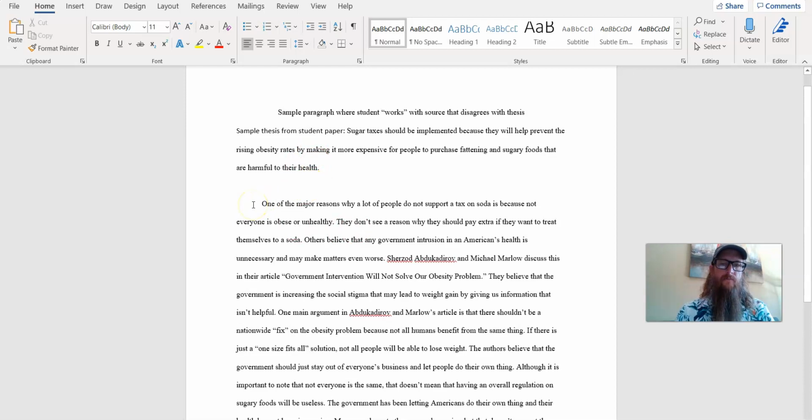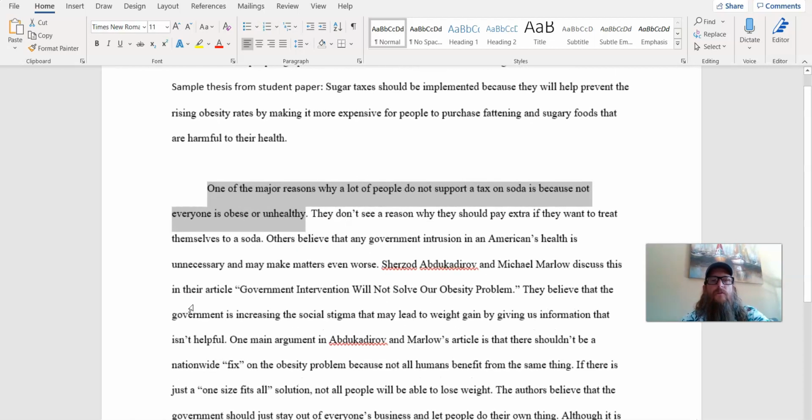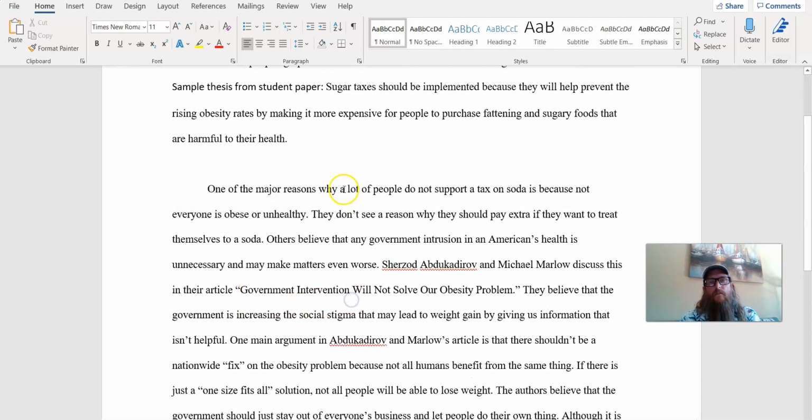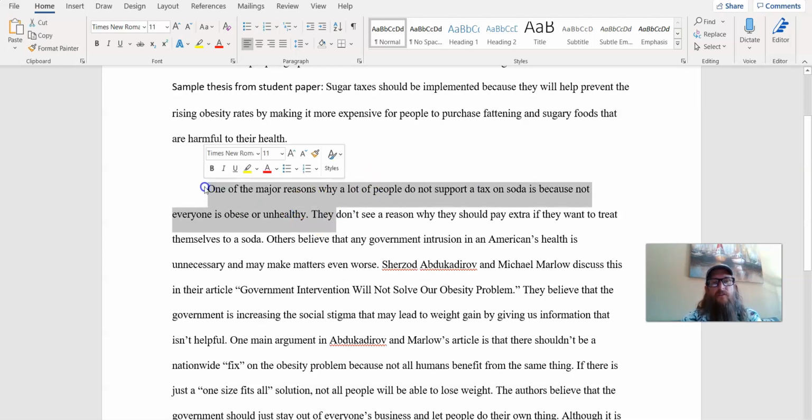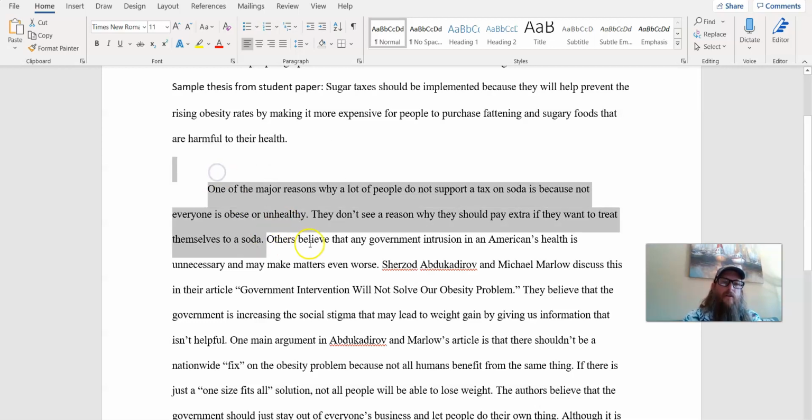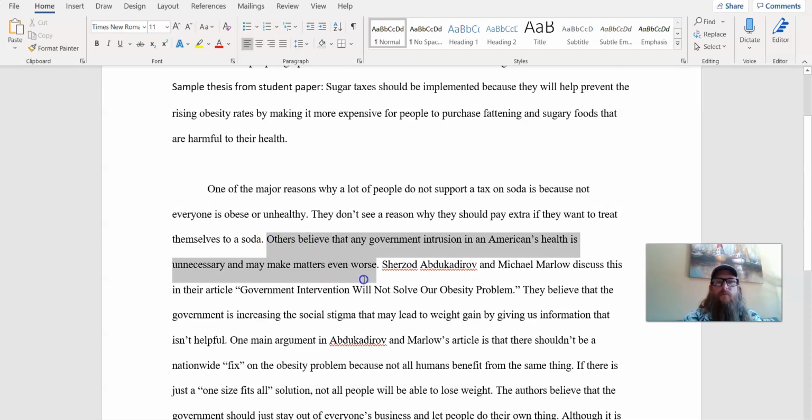So instead, look at what the student has done here. One of the reasons why a lot of people do not support a tax on soda is because not everyone is obese or unhealthy. Now, look, the word choice here is a bit too informal. I might have taken a point off for that, but I like what she's doing here, because this sentence makes it clear to the reader, okay, look, I'm trying to understand where people who disagree with me are coming from, right? And so she's thinking about them here, and then she's thinking about other reasons people might oppose it, right?